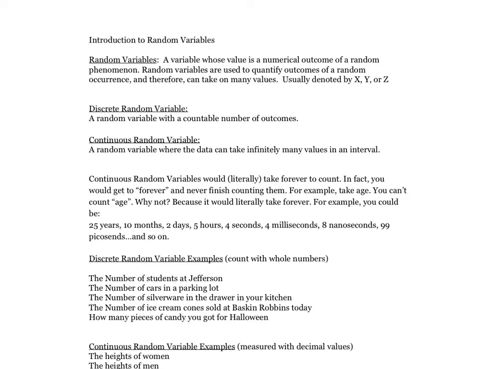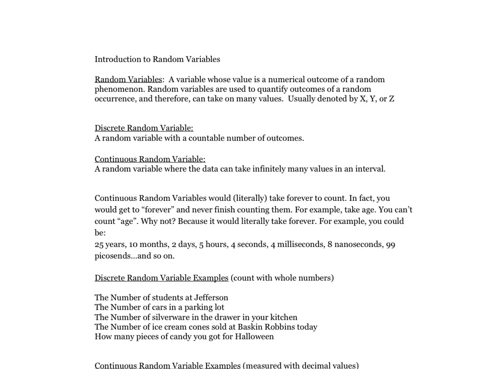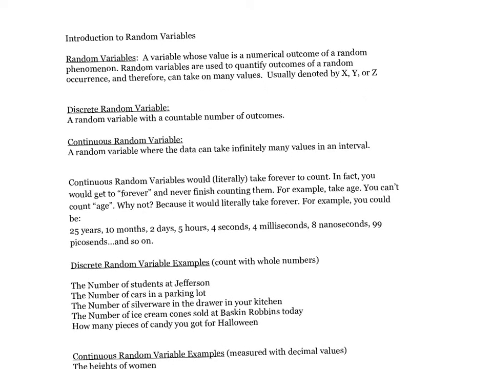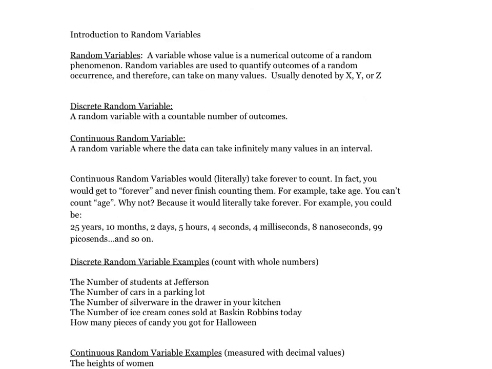A discrete random variable is a random variable with a countable number of outcomes. So that would fit with how many people have blue eyes in our class. You can't have 3.5 people with blue eyes. So it would either be 3 or 4 or 6 or 10. That's a discrete random variable. So these are whole numbers.